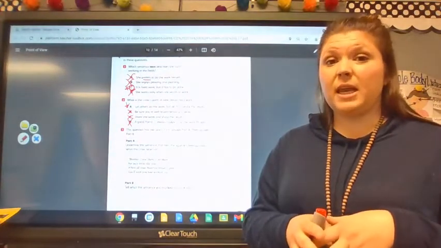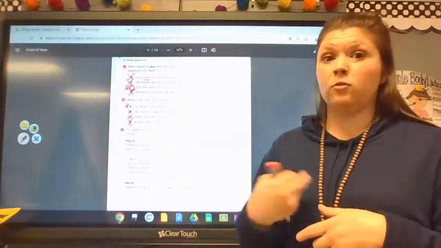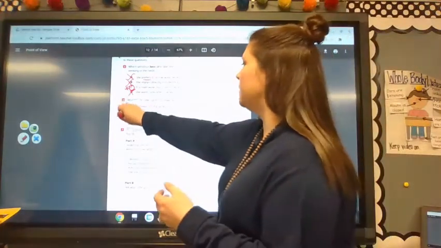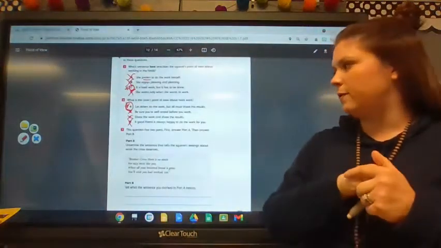Crow's point of view was that he didn't want to do the work, but he wanted the result. He wanted that money at the end. So A is the crow's point of view.